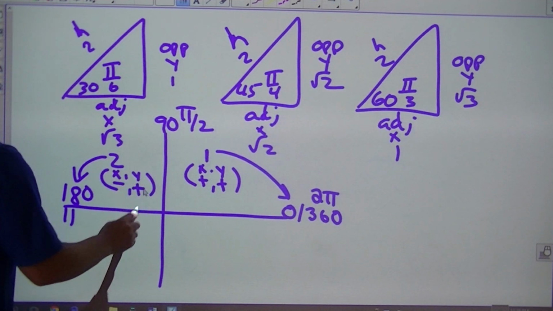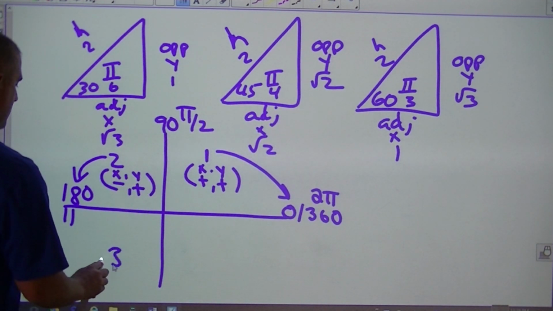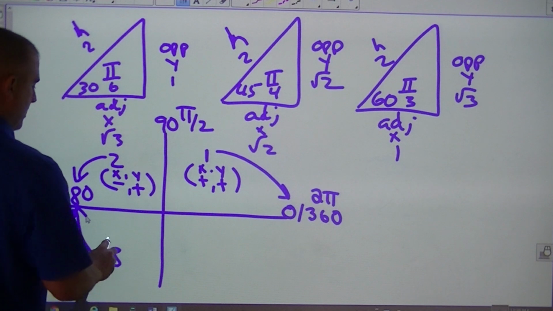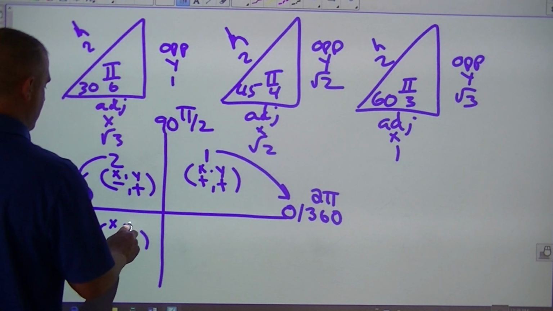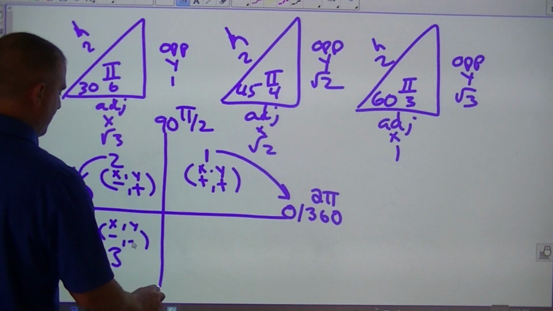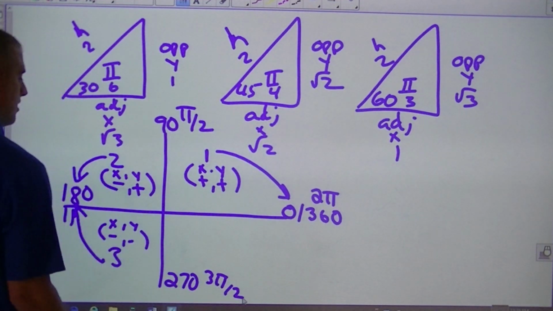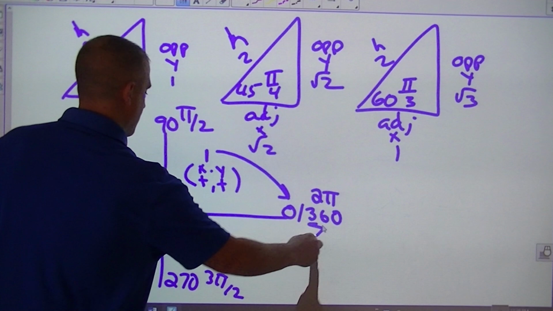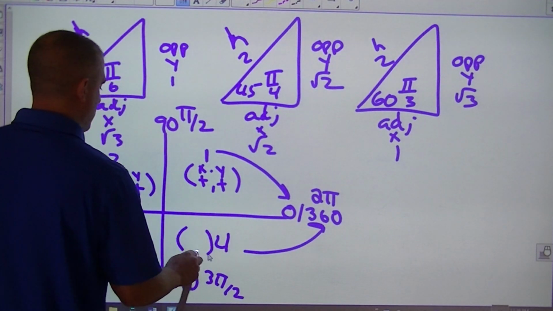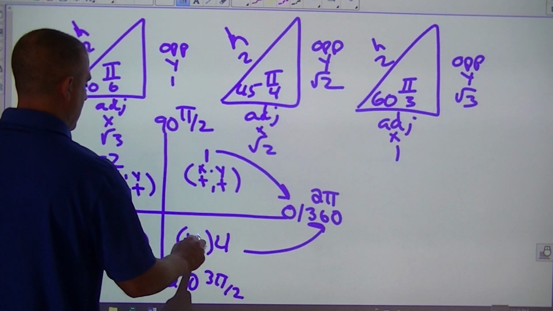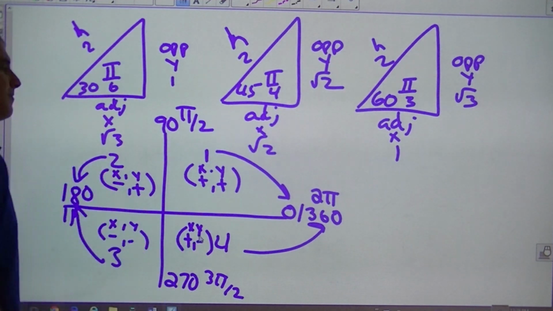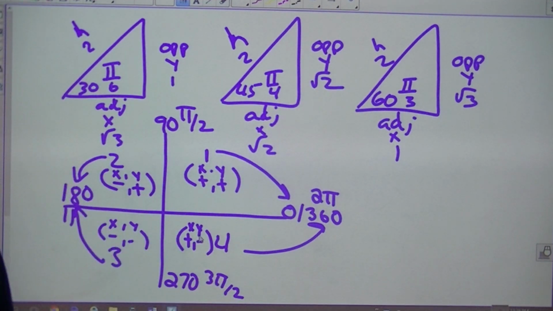Negative and positive. This is quad 3. Also going to 180. Okay? X and Y, negative and negative. This is 270 or 3 pi over 2. Okay, this will be quad 4 that will go to 360, and this one will be positive and negative for X and Y. So you want to make sure you have that written down, so that you can all see it.